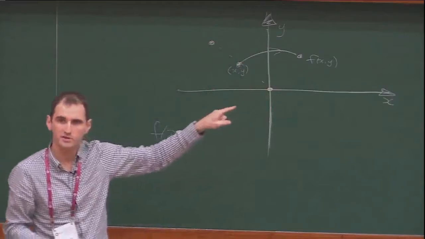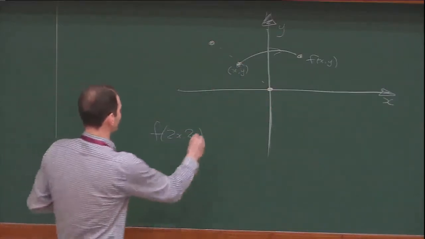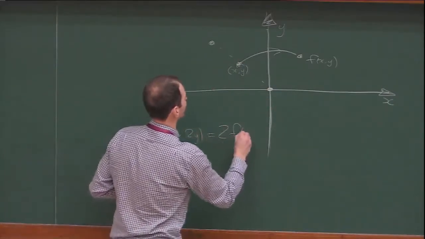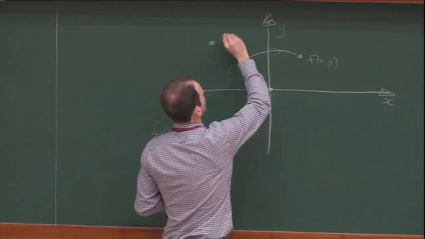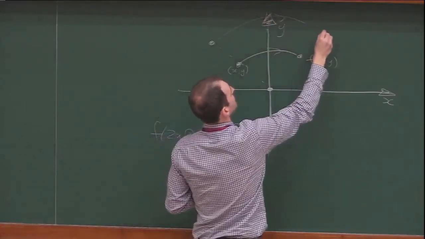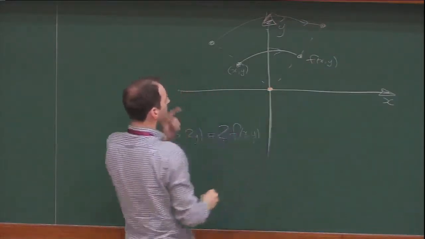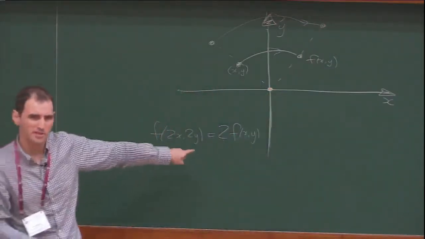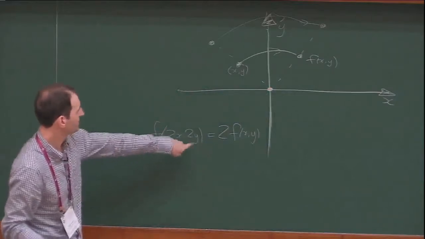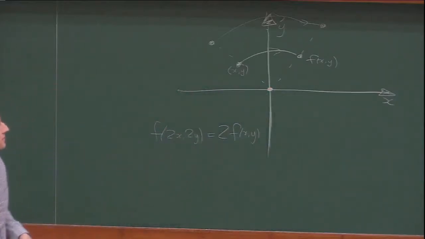Put it in, and you'll see that the 2 just factors out. So this is 2 f of xy. And of course the number 2 isn't important. This works for any positive number.